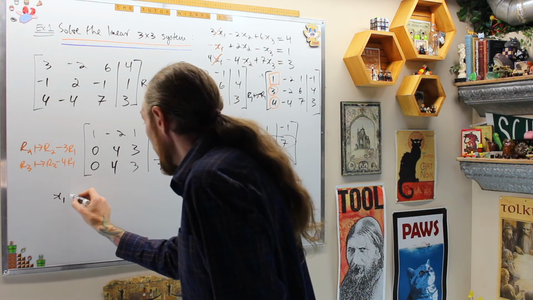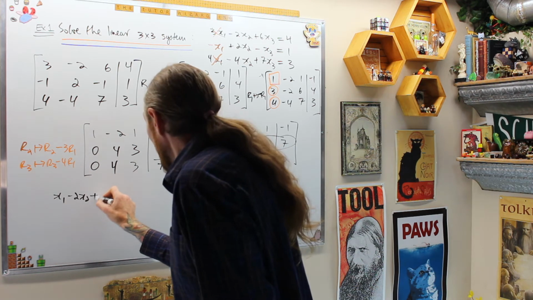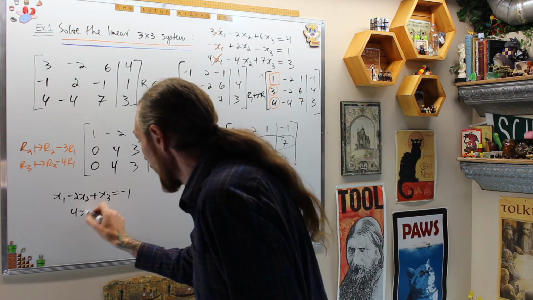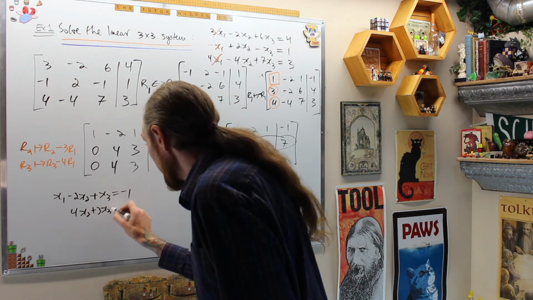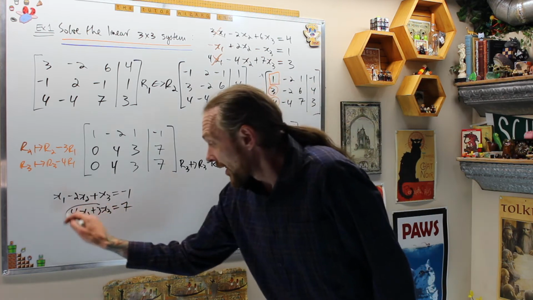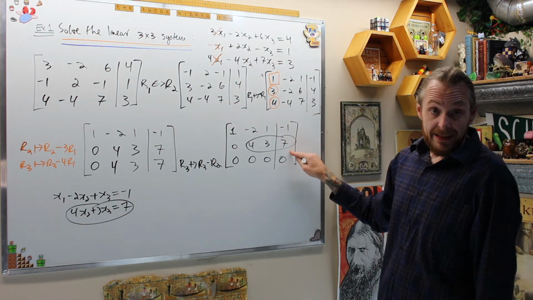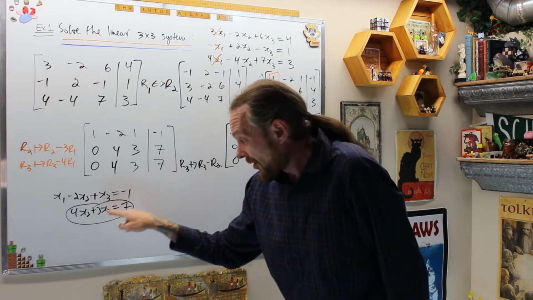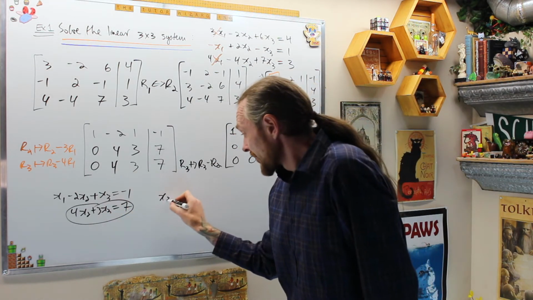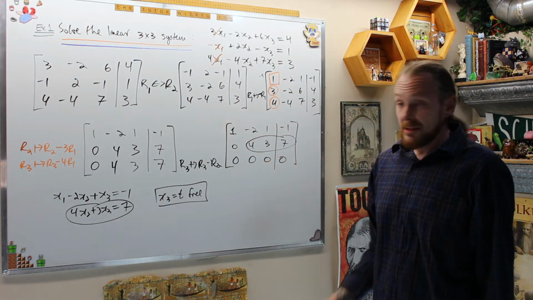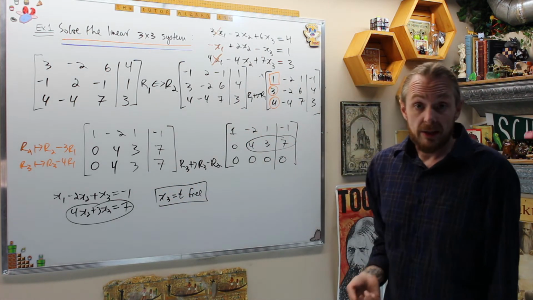This is x1 minus 2x2 plus x3 equals -1. And this equation is 4x2 plus 3x3 equals 7. From this equation, which is this guy in the augmented matrix avatar, we can now solve. x3 is free. And we have to solve for x2 and x1 in terms of those guys.